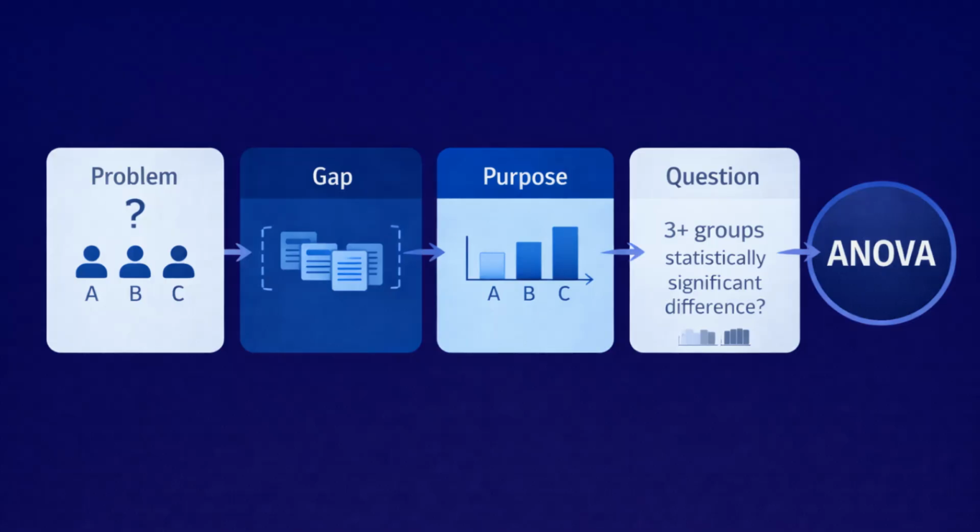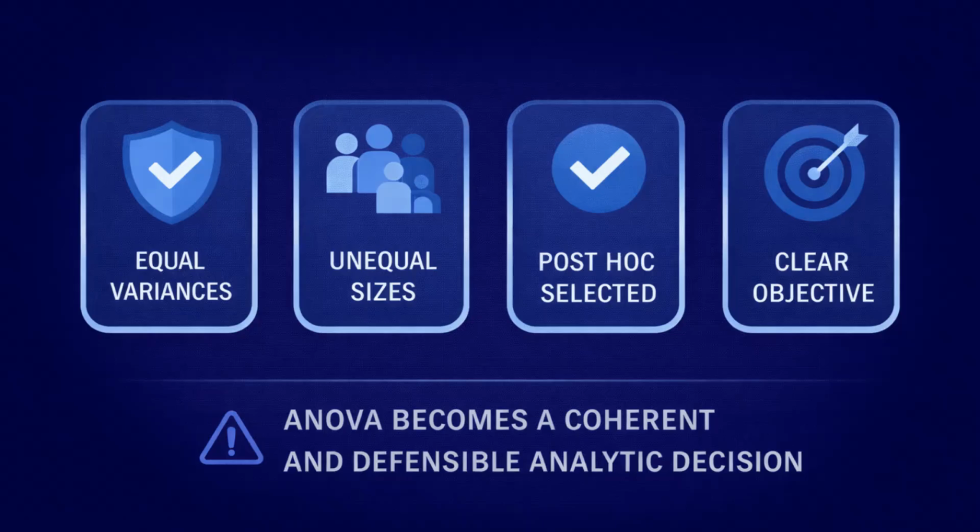When ANOVA is chosen correctly, that choice should be visible throughout the study. The research problem should point to uncertainty about differences across multiple groups. The literature gap should justify comparing 3 or more independent groups. The purpose statement should signal a comparison of means across multiple groups. The research question must include statistically significant difference and clearly indicate 3 or more groups. When these elements align, ANOVA becomes a coherent and defensible analytic decision rather than a guess.